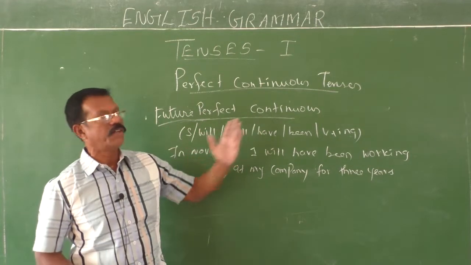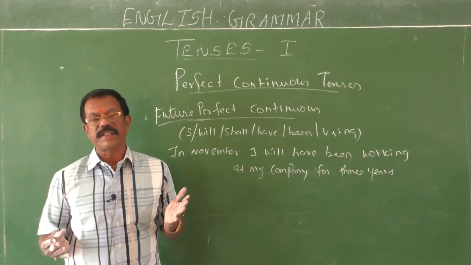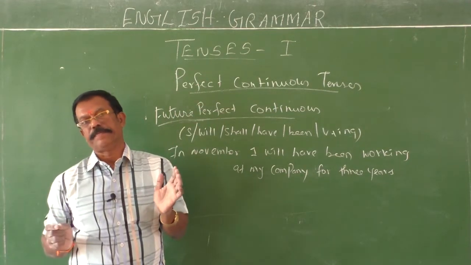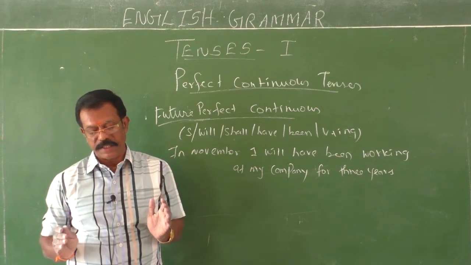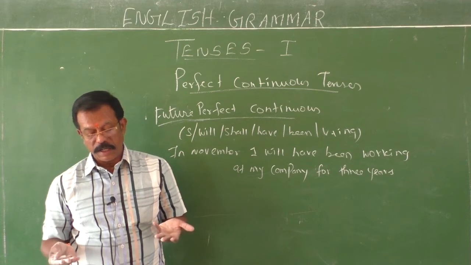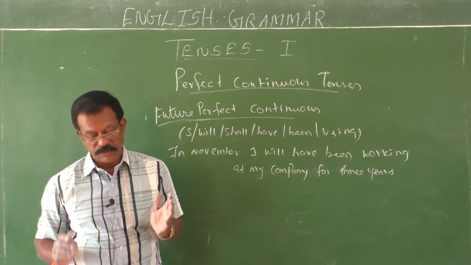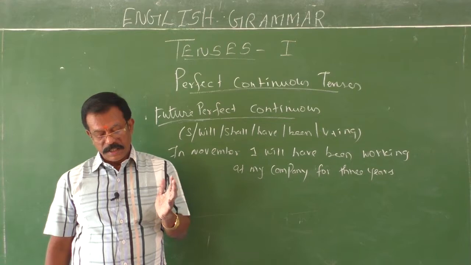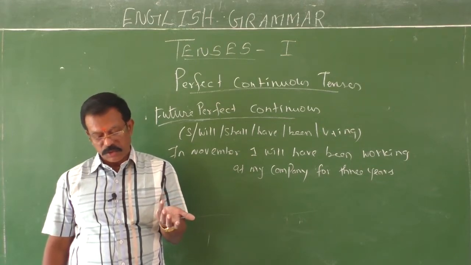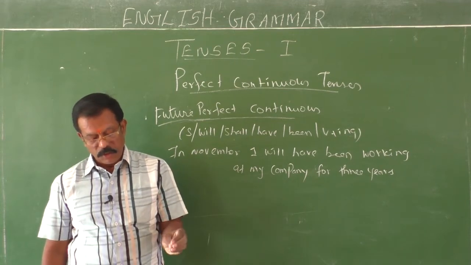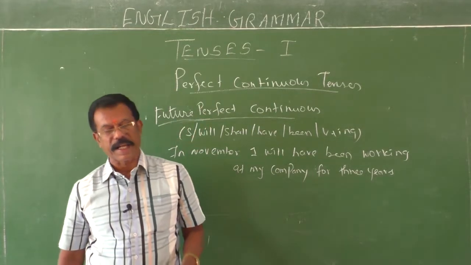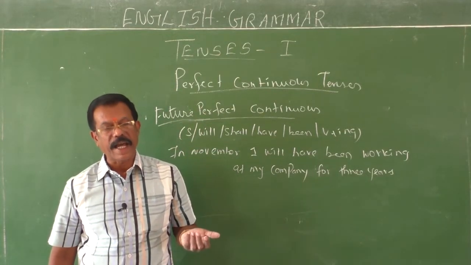This future perfect continuous tense describes an action that will continue up until a point in the future. So what are its uses? Duration before something in the future. We use the future perfect continuous tense to show that something will continue up until a particular event or time in the future. They will have been talking.